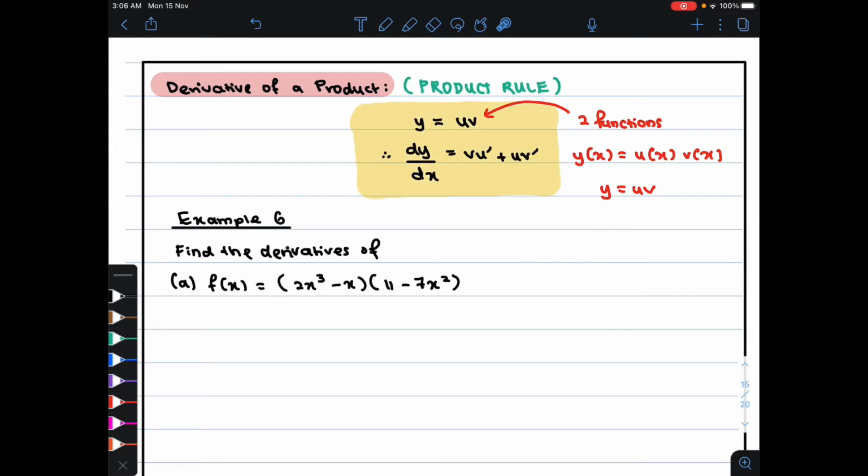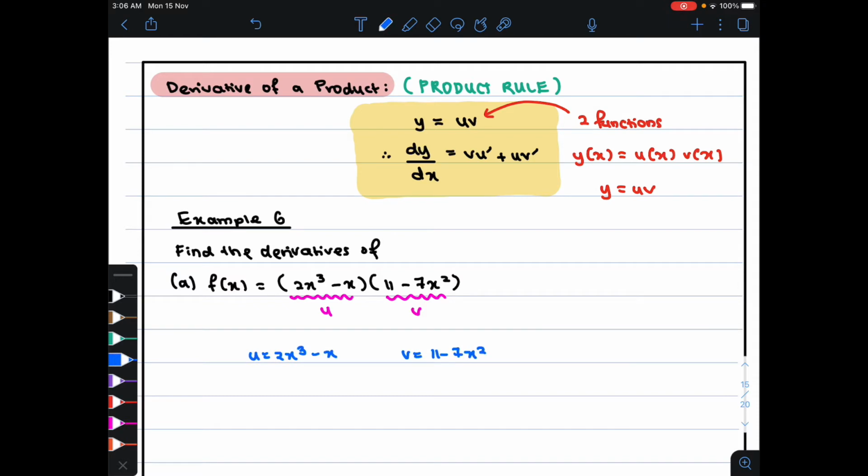Whenever you need to differentiate a function and you can see that it has a product, you need to apply this formula. So let's look at this example 6a. As you can see, we have a product here, this function times this function. Both of them are in terms of x. So let's call the first function u and the second function v.